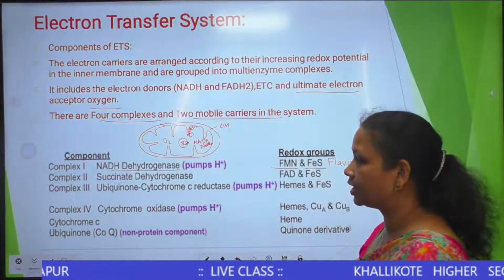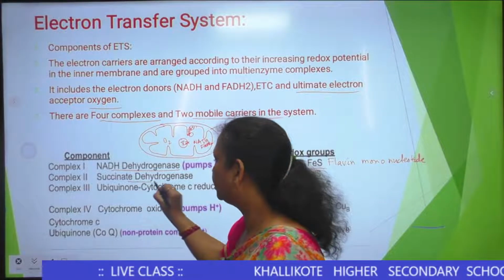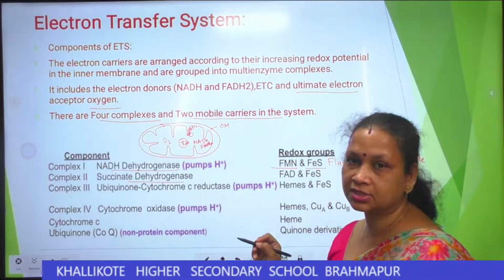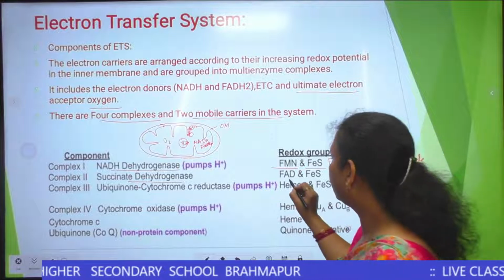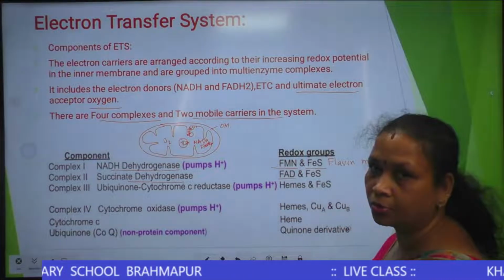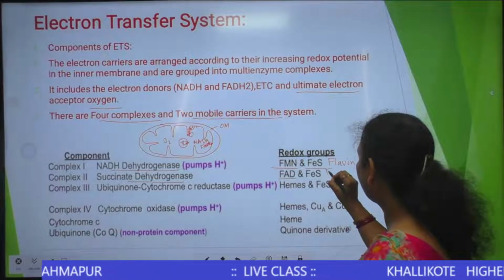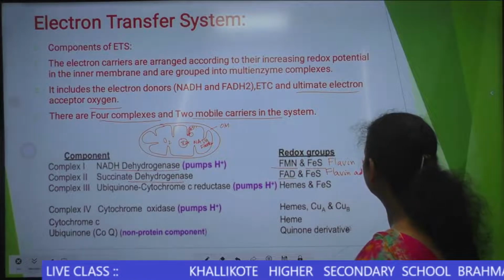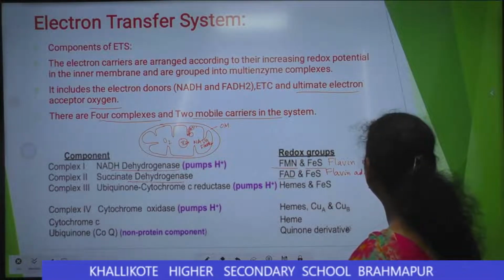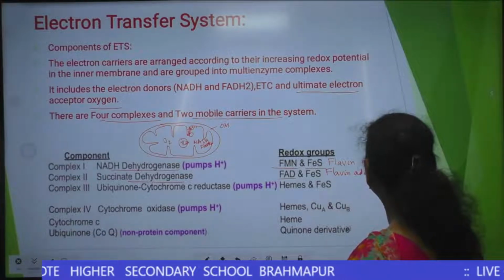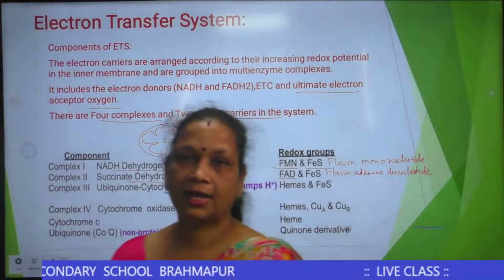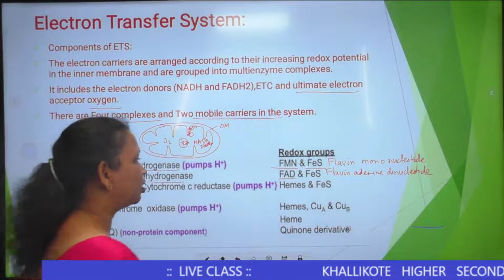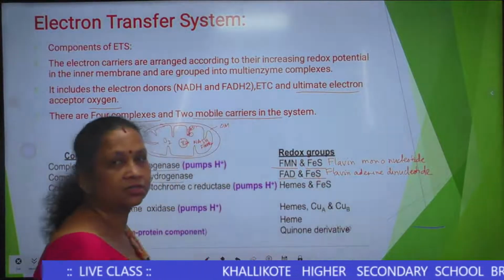So, the second complex is succinate dehydrogenase. We saw succinic acid or succinate conversion. There the redox group is FAD, which is flavin adenine dinucleotide. So, FAD and FMN are the redox groups present in these two complexes along with several iron sulfur centers.